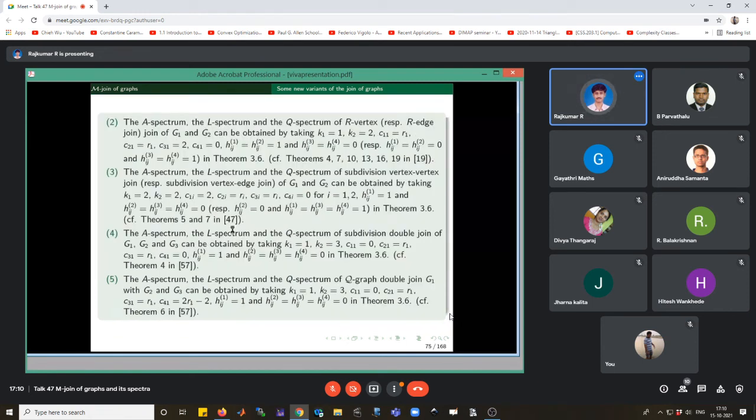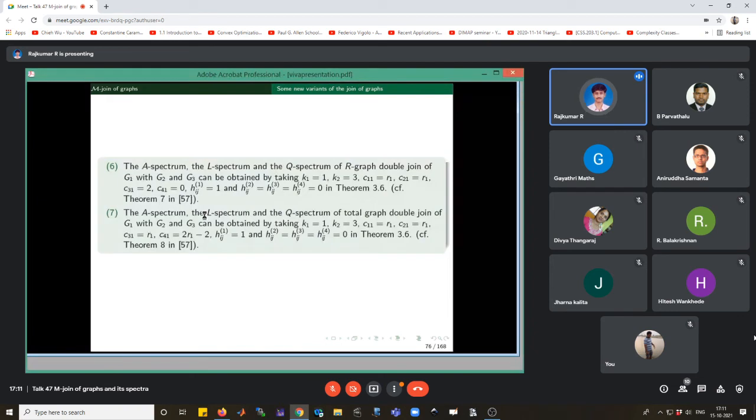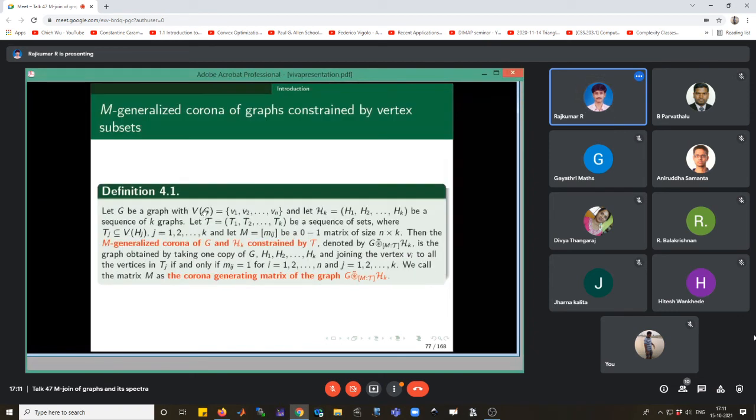Here we will show this kind of theorem, several theorems on R vertex join, R edge join, subdivision vertex join, subdivision vertex edge join. All these results on the A spectrum and L spectrum proved in the literature can be derived from the results proved in these pieces. So this is the thing.